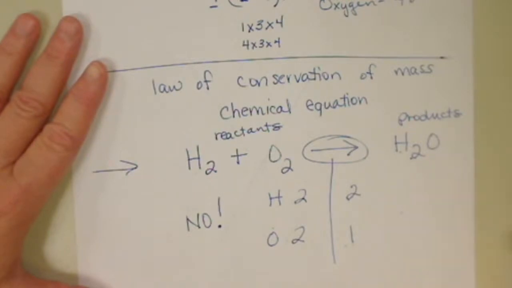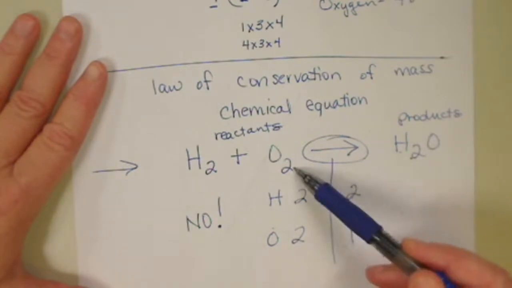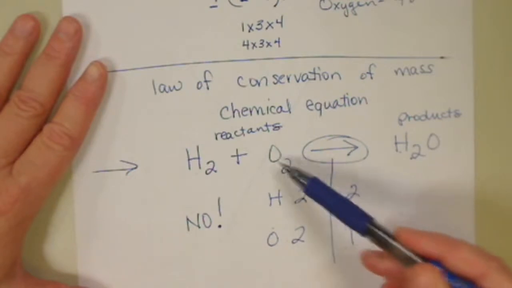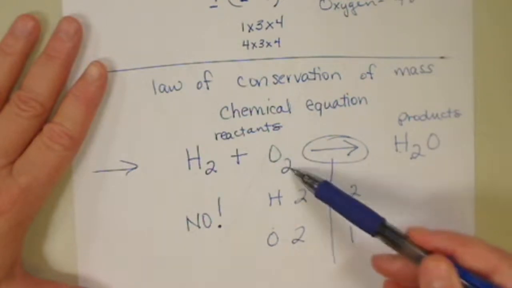But what we would have to do is make sure, now we can't go dropping this oxygen to 1, because O2 is a diatomic element. It's going to come in pairs.